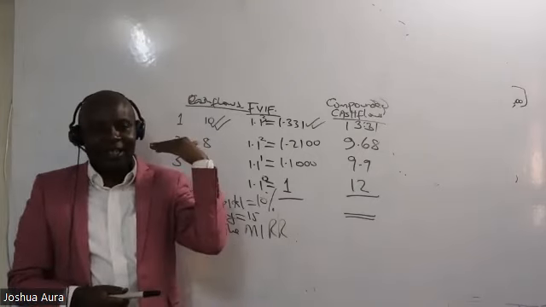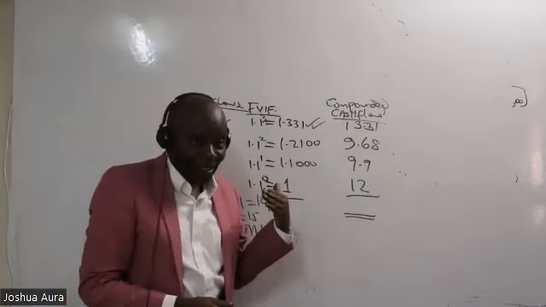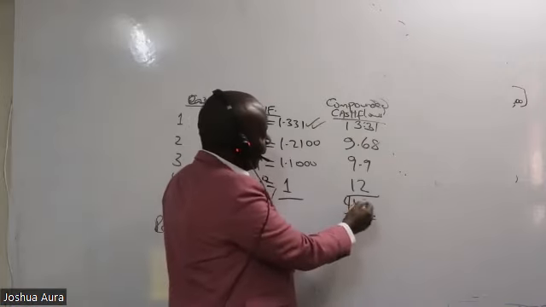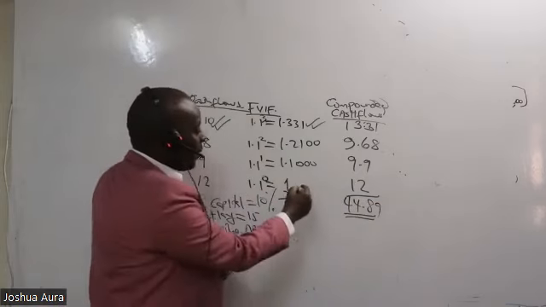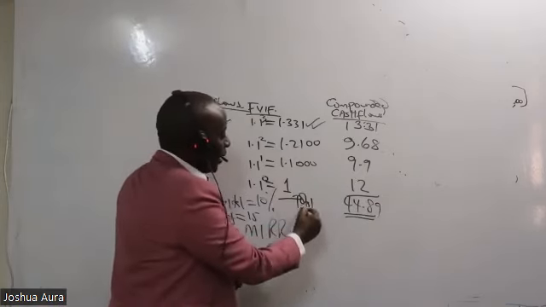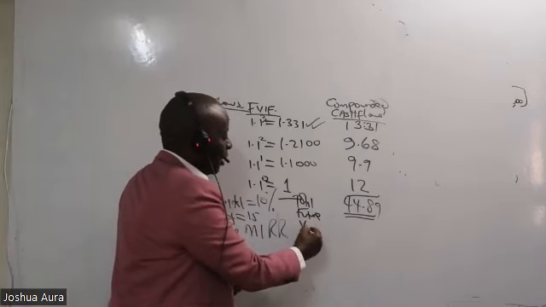Total 34.8, 44.89, isn't it? Now, once we get, remember, this is our total future value. This is our total future value.